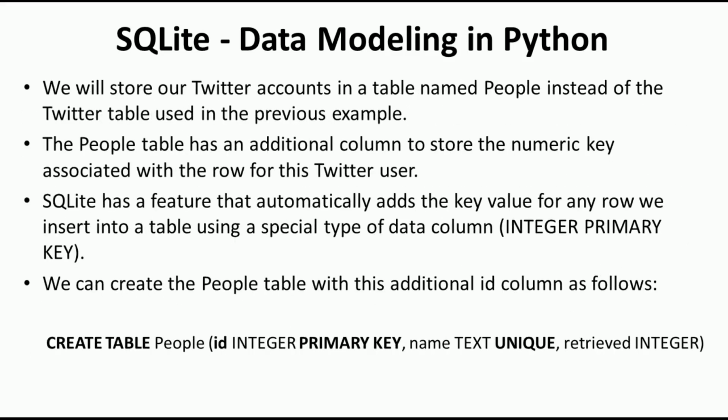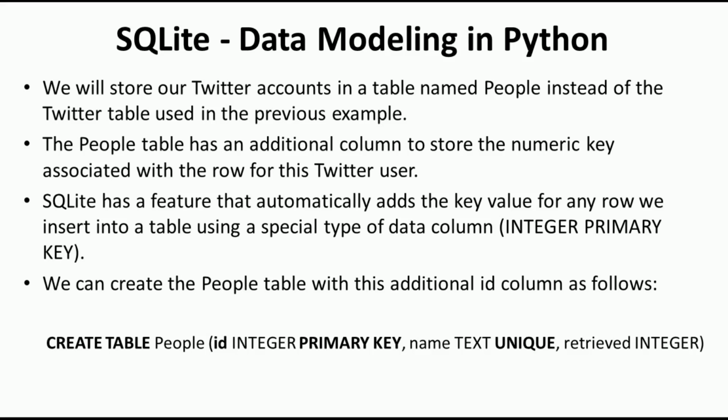So what we do over here is, rather than what we had before, creating a table called Twitter, which consists of name, the second one retrieved, and the third one the friends column. What we do is first create a table called people.